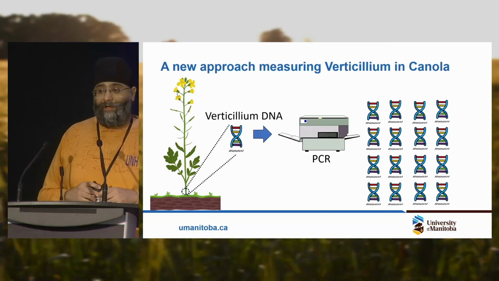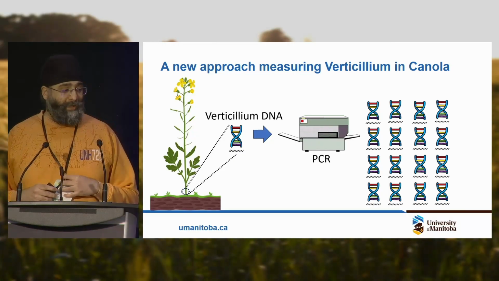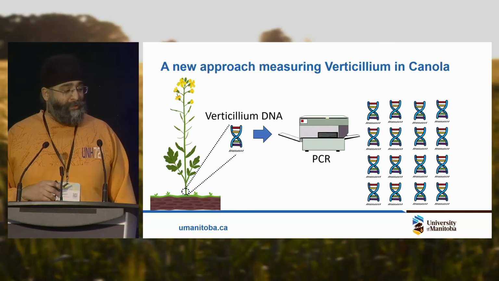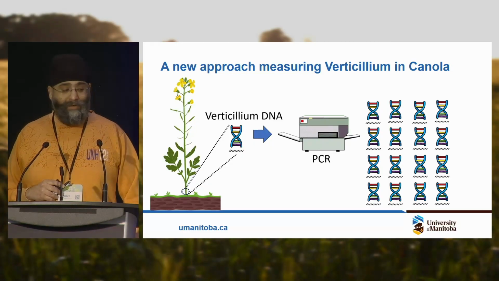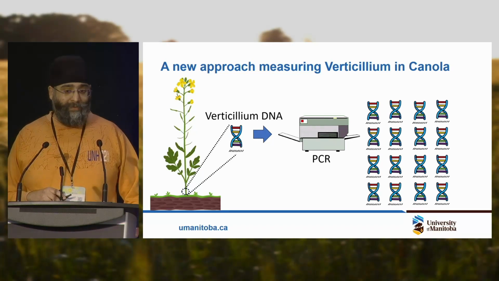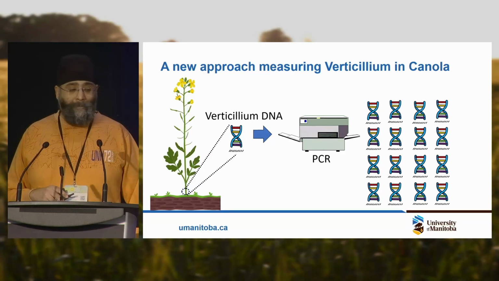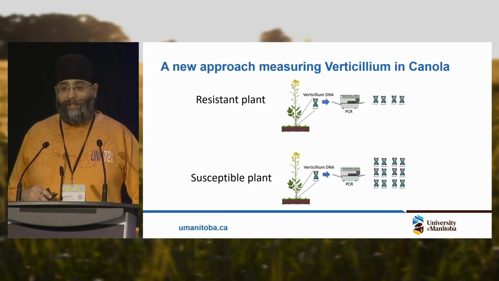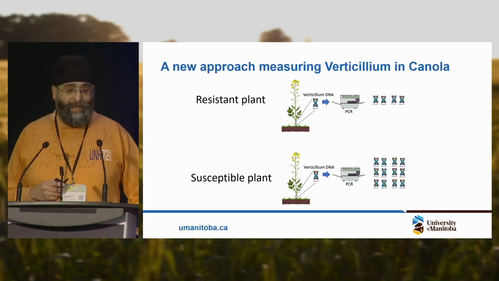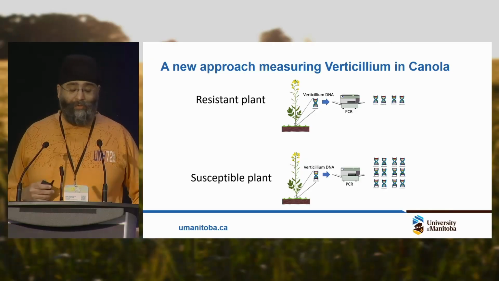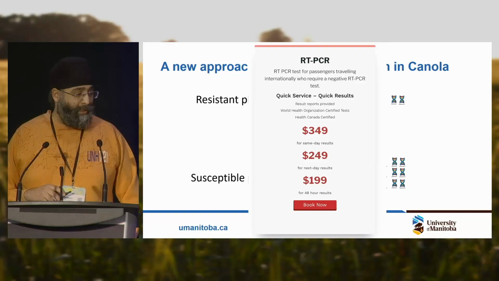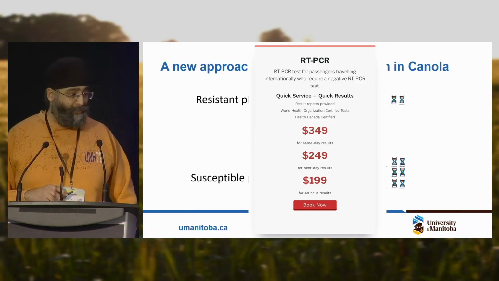So you can imagine PCR as like a photocopy machine which will replicate the DNA of this pathogen multiple times. So we thought, okay, we can take a little bit of the plant sample, which will have the verticillium DNA in it. We'll push it through the PCR system, and then you'll have tons of verticillium DNA. And in theory, if you detect less verticillium DNA in a plant, you can say that this plant is resistant. And if you have a high amount of verticillium DNA, you can say this plant is susceptible. So we pitched this idea to ADF, and they were kind enough to sponsor this project.